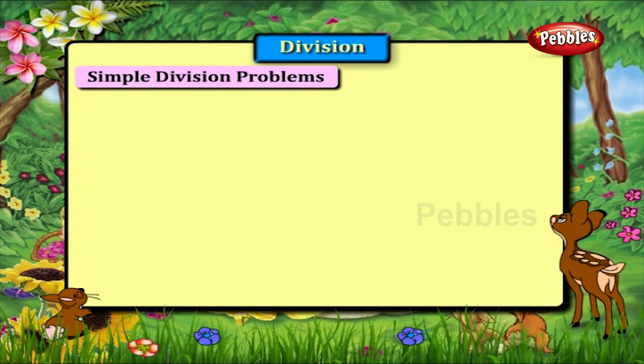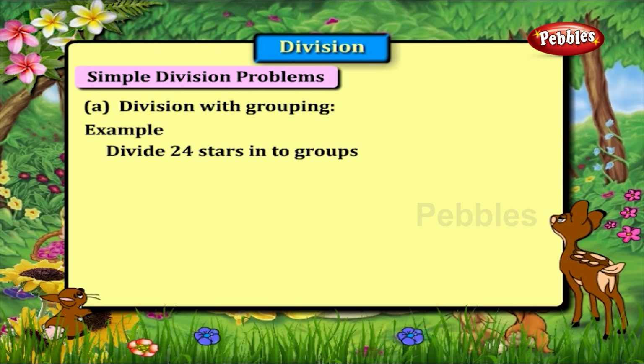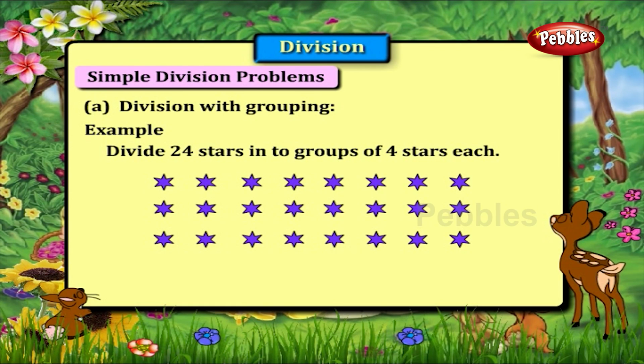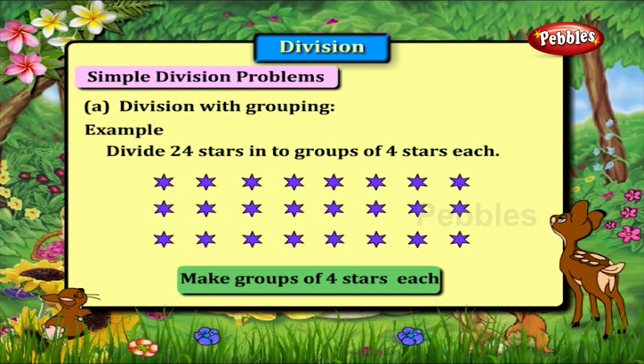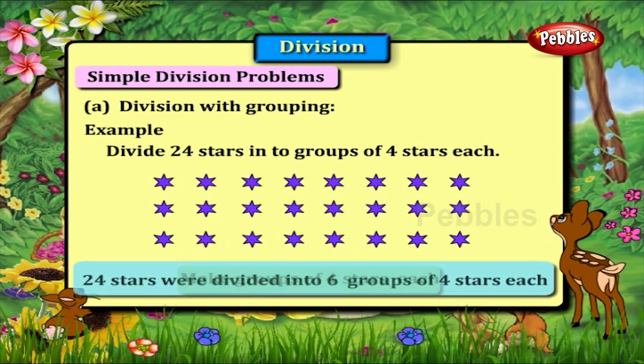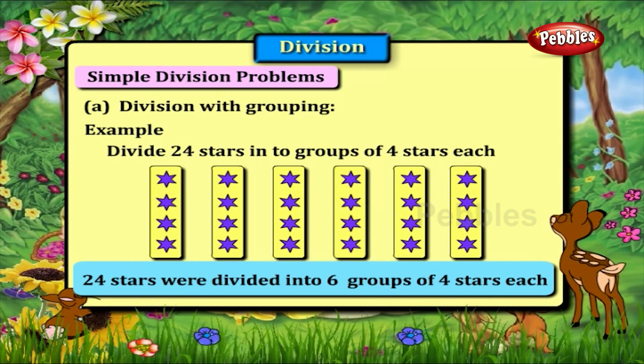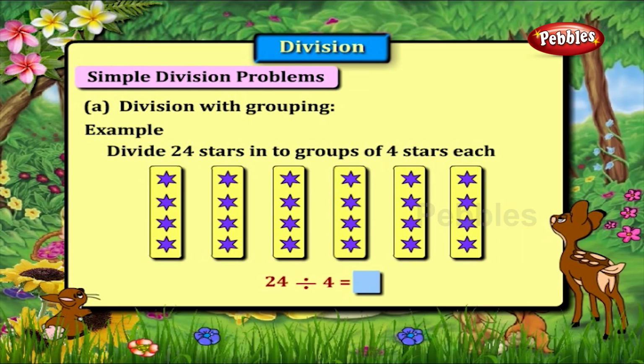Simple division problems. Division with grouping. Example. Divide 24 stars into groups of 4 stars each. Make groups of 4 stars each. 24 stars were divided into 6 groups of 4 stars each. So the division fact is 24 divided by 4 is equal to 6.